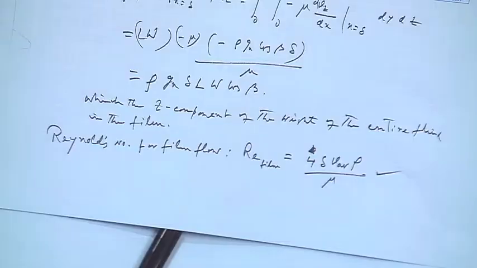So Reynolds number expressions are quite different for these three types of flow: one is pipe flow, another is film flow, and third is flow through the slit. Flow through the slit we have not done, but Reynolds number for pipe flow we have done, that is d V rho by mu, right? Whereas the Reynolds number for the film we have shown to be 4 del V average rho by mu, and the values and the nature are also quite different.